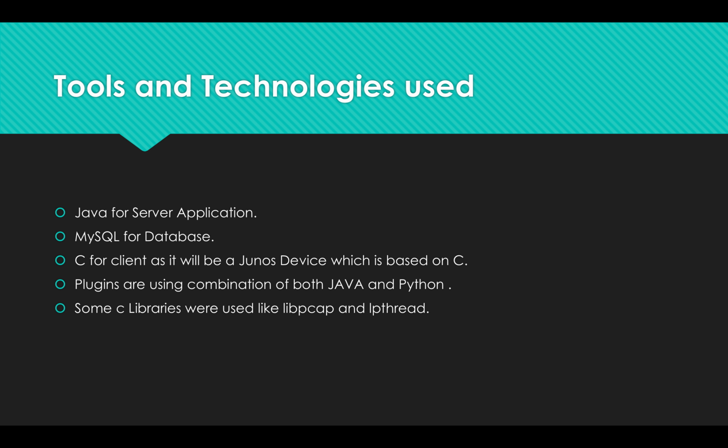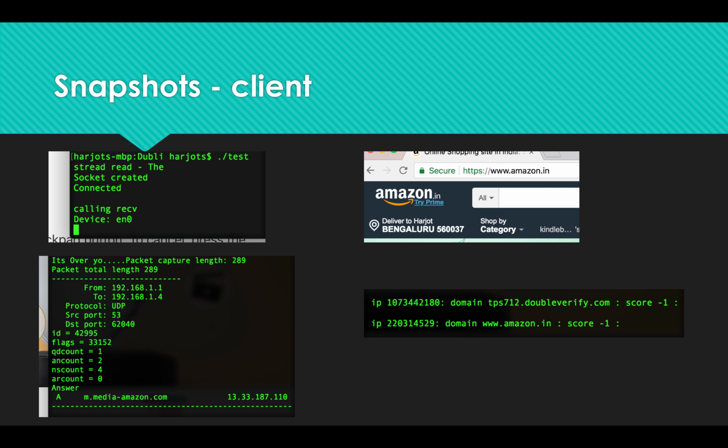For the tools and technologies, as I already told you, in Juniper Networks all the networking devices use C language, so I couldn't use anything other than C. But for the server side it doesn't matter, so I used Java there. C was a really challenging language to work with. These are some screenshots.